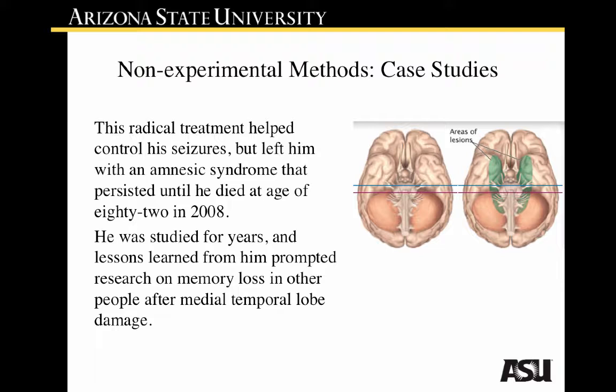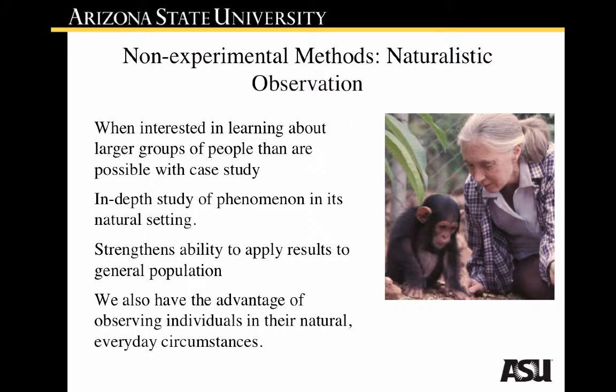On the other hand, it left him with an amnesic syndrome that persisted until he died at the age of 82. So again, that's the difference between 27 or 28 years old when he had this surgery done and he died at 82. During all of those years, he was studied, and we learned lots of things about him that prompted an awful lot of research on memory loss in other people after medial temporal lobe damage. So that's the example of a case study that really launched all kinds of research.